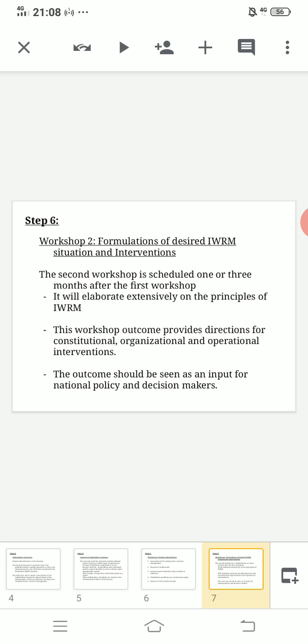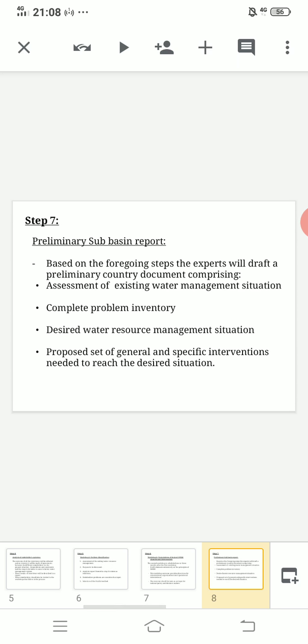The outcome should be seen as an input for national policy and decision makers. This is all about step 6, wherein a second workshop will be organized. In step 7, there will be a preliminary sub-basin report which will be based on the foregoing steps.